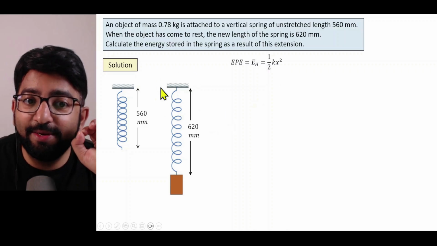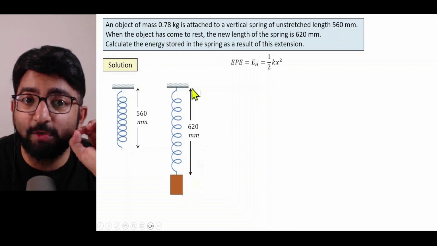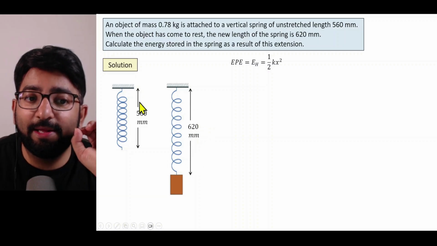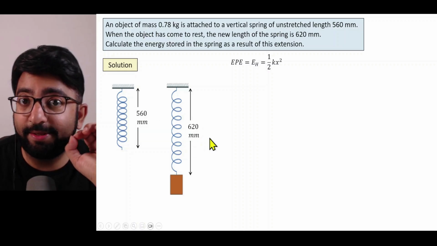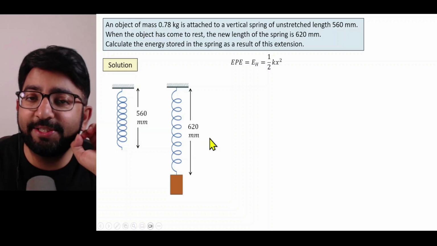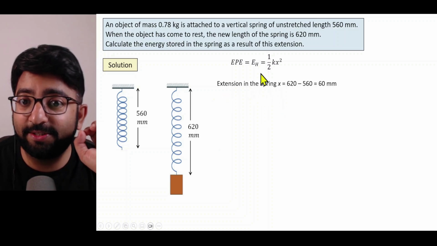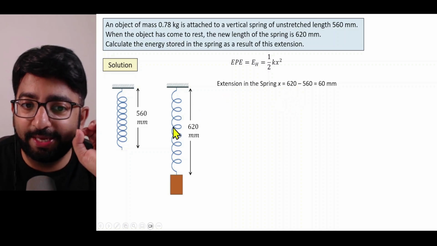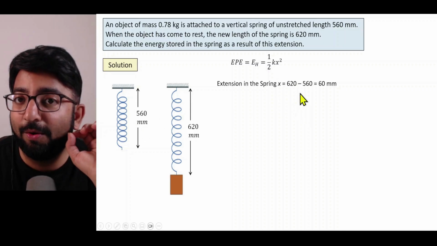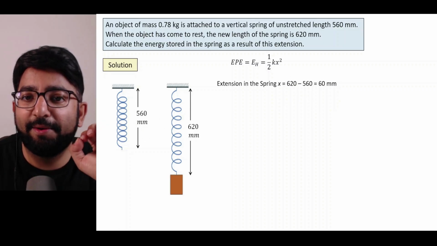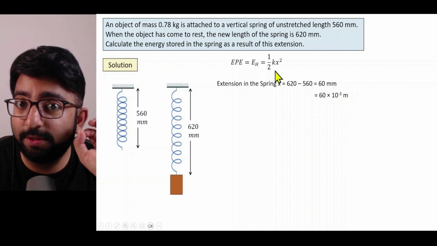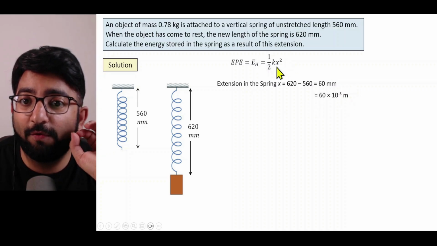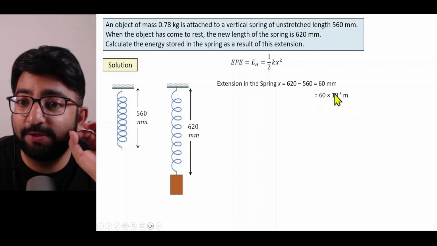Let's analyze. In case 2, when the box was kept, the total length of the spring was 620 millimeters, and initially the length was 560 millimeters. Hence, if we subtract these two lengths, that will give us the total extension in the spring. Extension x will be equal to 620 minus 560, which comes out as 60 millimeters, which can be converted into meters, because while using the formula we have to take the value of x in SI units. So x we have found.